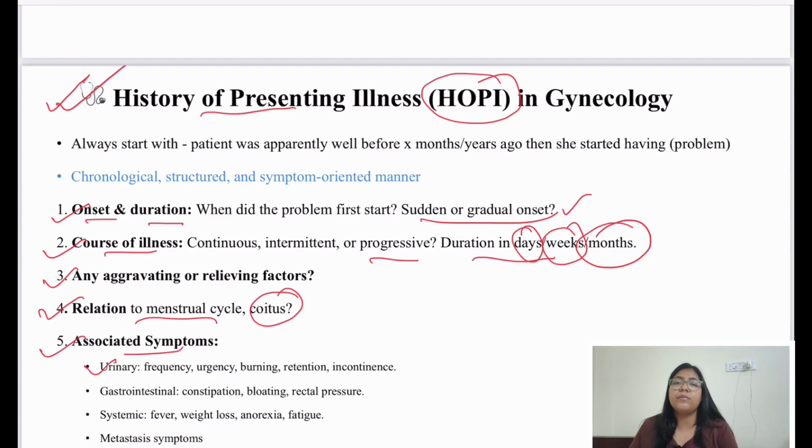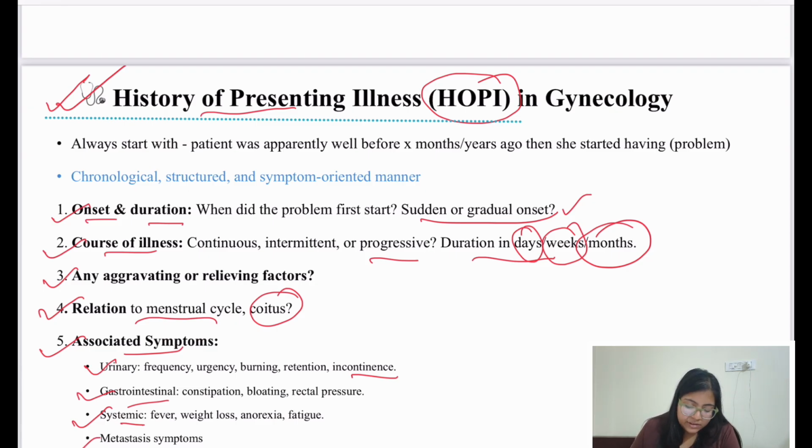such as urinary symptoms. You ask if there is an increase in urinary urgency, frequency, pain during micturition or burning sensation during micturition, or incontinence, or a feeling of retention of urine, like she feels she has not voided all the urine and needs to go again and again to evacuate the urine. Then any gastrointestinal symptoms of constipation, bloating, and any systemic symptoms: fever, loss of weight, loss of appetite, evening rise of temperature, anorexia, fatigue, generalized body ache.